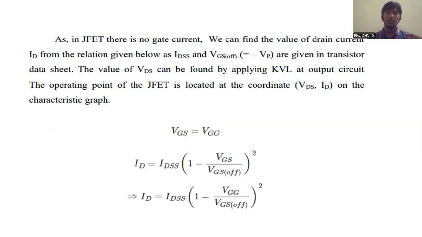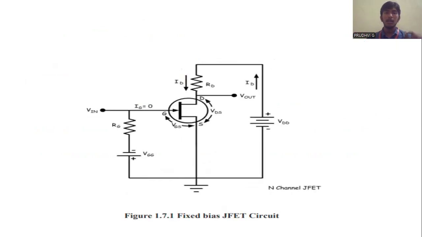And as in a JFET there is no gate current, we can find the value of the drain current, basically the current through the drain, which is termed as ID, by using the relation involving IDSS and VGS(off), which is nothing but the pinch-off potential VP, given in the transistor data sheet.